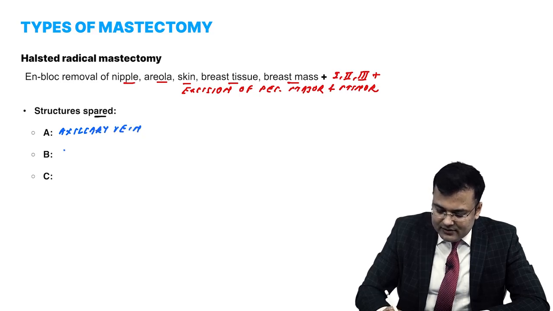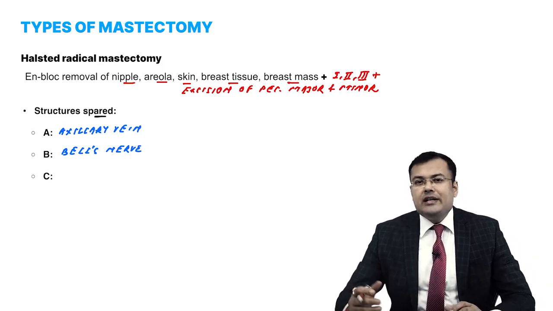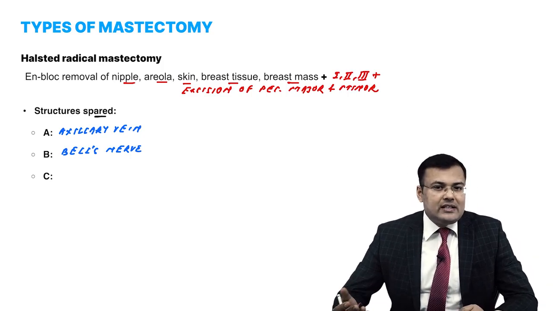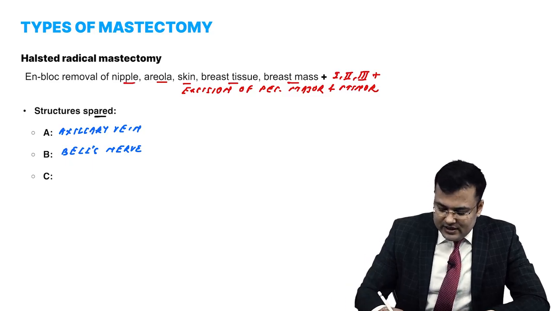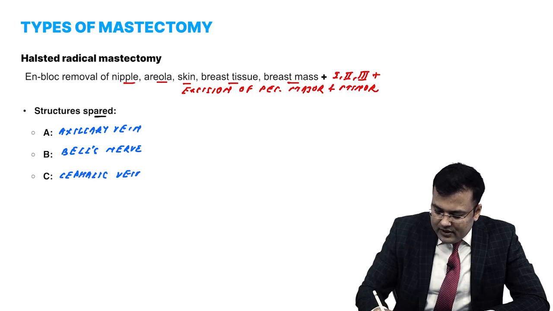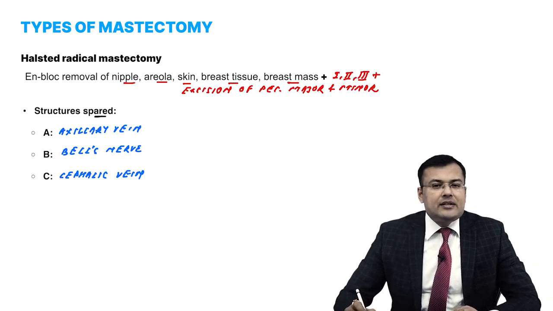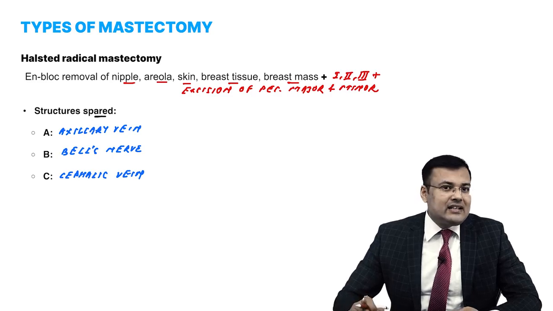B means Bell's nerve. Can you tell me what is the other name of Bell's nerve? It is also known as long thoracic nerve. And C means cephalic vein. Clear? So axillary vein, Bell's nerve, cephalic vein. These are the structures which are spared in Halsted radical mastectomy.